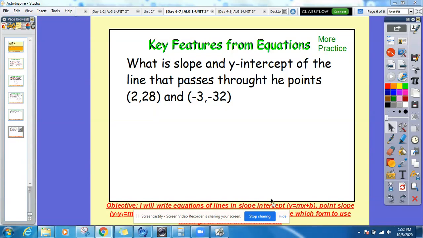Alright guys, so in this video, we want to identify key features of a line, but we don't have the equation of the line. We only know that it passes through 2 points. So we want to find the slope and the y-intercept given these 2 points. Now, to do that, we know we can find the slope from 2 points. Right? That's pretty easy. We just use our slope equation where we pick our x and y values.